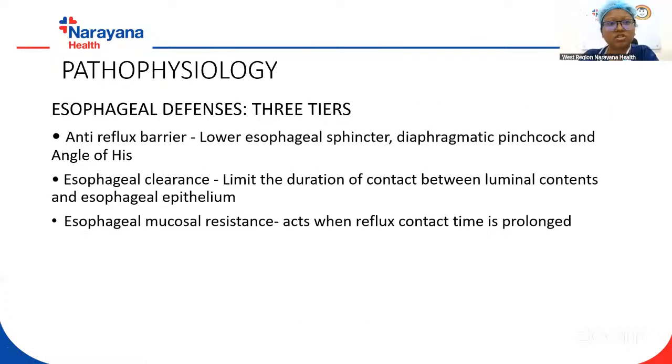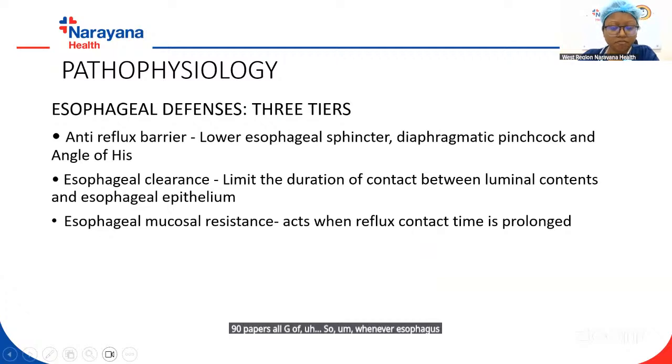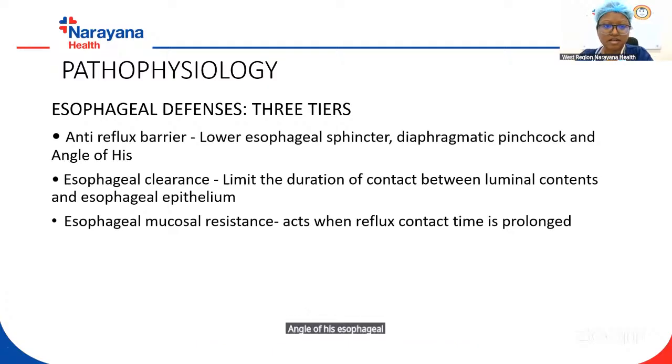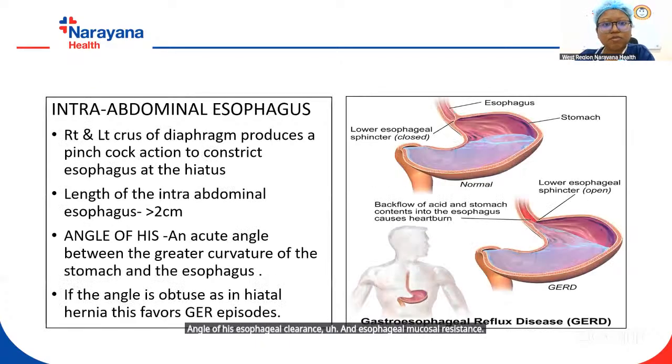Coming to the pathophysiology of GER. Whenever the esophagus comes in contact with acid reflux, multiple erosions happen. Esophageal defense consists of 3 tiers. The first one is the anti-reflux barrier, consisting of the lower esophageal sphincter, diaphragmatic pinchcock, and angle of His; then esophageal clearance, and esophageal mucosal resistance.